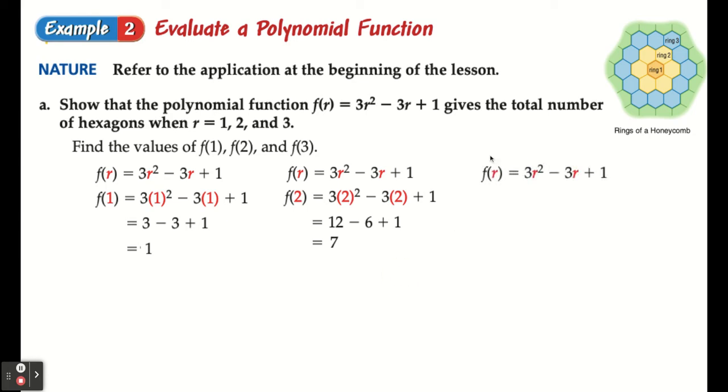And then finally, we're going to use that same function and substitute 3 in its place so we can find f of 3. So 3 times 3 squared minus 3 times 3. So 3 squared is 9 times 3 is 27. 3 times 3 is 9. And then 27 minus 9 plus 1 is 19.